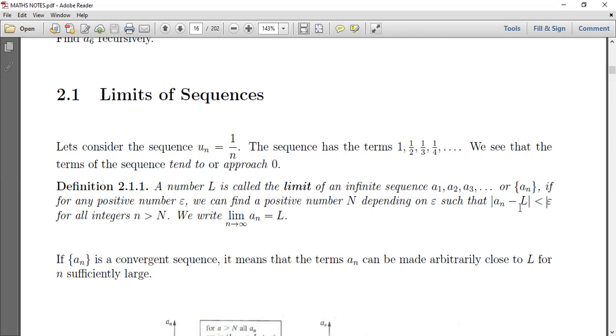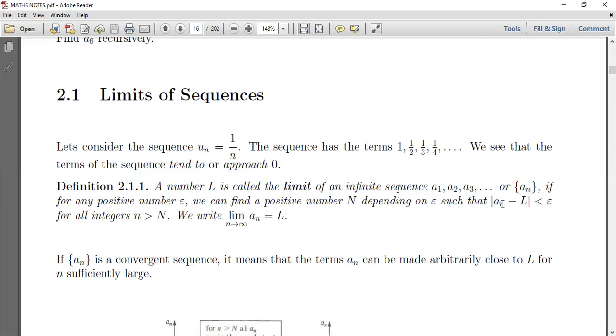If there is a limit and there is the nth term of our sequence, and the sequence is approaching that limit, it means that the nth term is slowly becoming L, and the difference between L and the nth term is becoming smaller and smaller, a small number epsilon. So we take the modulus of an minus L, because we don't know whether it's going to be positive or negative. L is our limit, and an is our nth term.